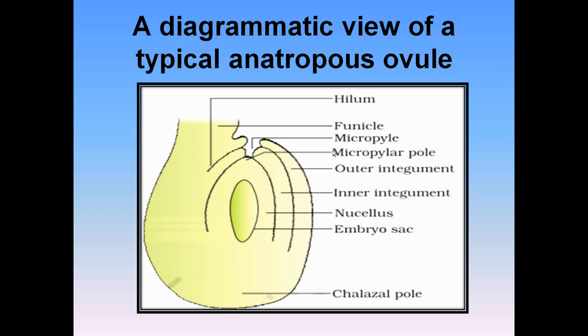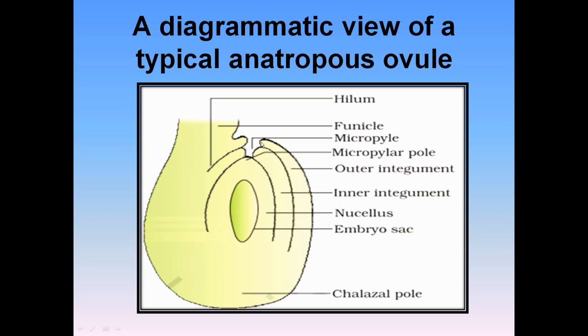Anatropous ovule is the most common type of ovule, which occurs in 80% of angiospermic families. So this is very, very important from the examination point of view and from the understanding point of view. You have to practice this diagram at least thrice. Okay, today only. Otherwise, you will forget whatever you have learned in this presentation.